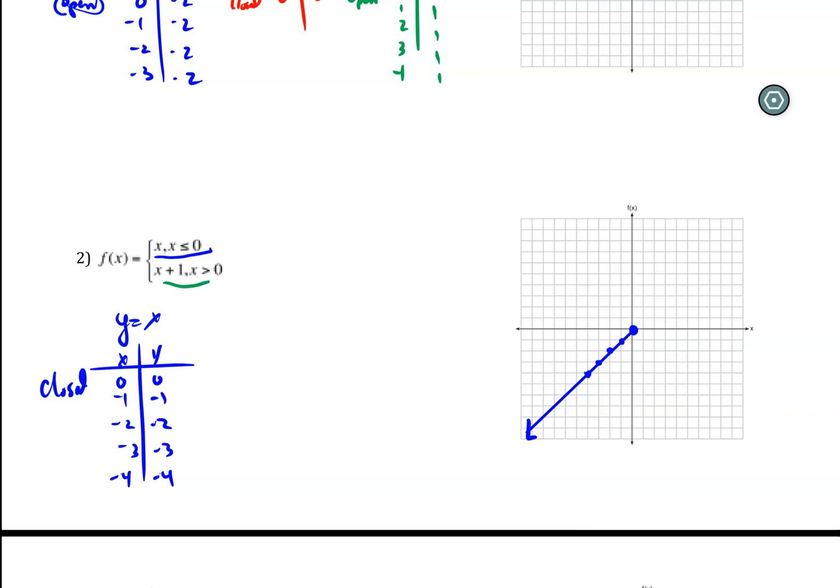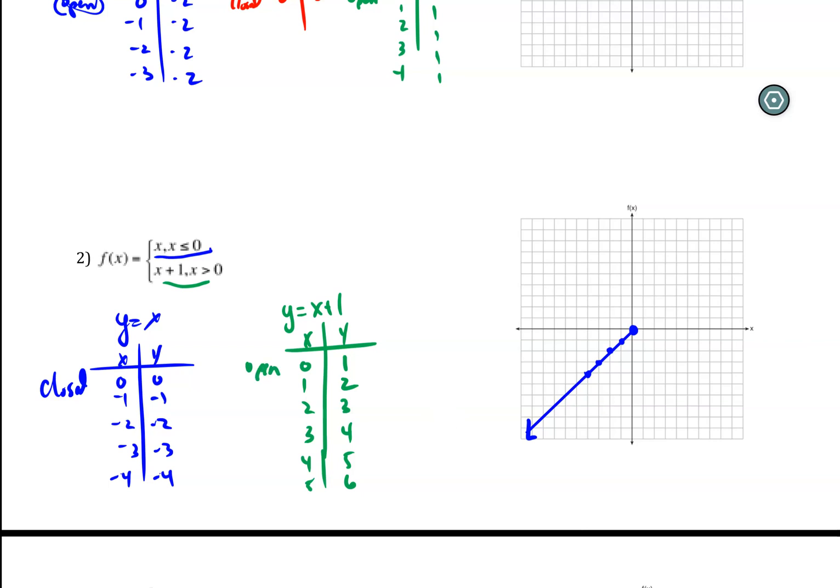I'm going to do this part in green. So I've got y equals x plus 1 portion, and I'm looking for when is x greater than 0. So again, starting at 0, 1, 2, 3, 4, 5, and so on and so forth. So plug them in. When x is 0, 0 plus 1 is 1, y is 1. When x is 1, 1 plus 1 is 2, and 2 plus 1 is 3, 4, 5, 6, and so forth. So again, greater than, so this is open.